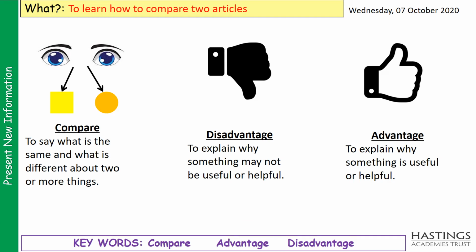Okay, so looking at how to compare 2 articles today. If there are any of these words that you're not sure of, please feel free to write them down for you to refer back to for the rest of the lesson. So to compare 2 things is to say what is the same and what is different about 2 or more things. You have disadvantage, which is to explain why something may not be useful or helpful, and an advantage to explain why something is useful or helpful.